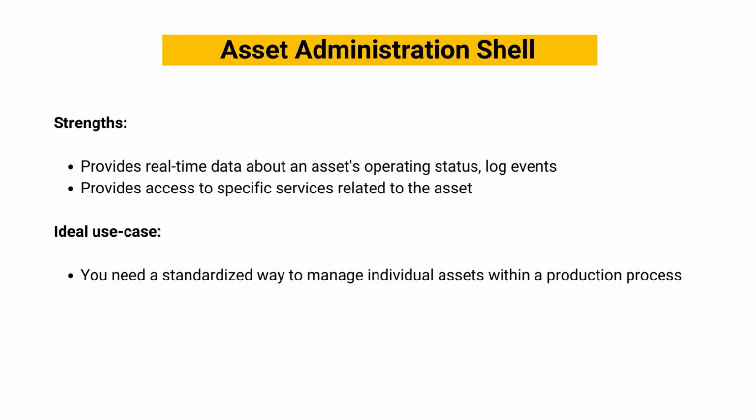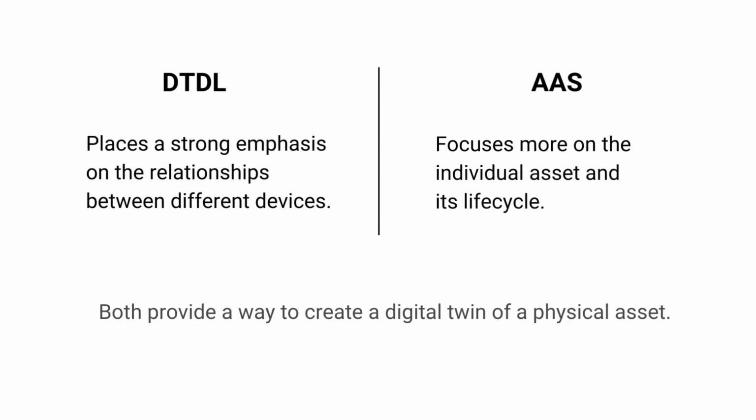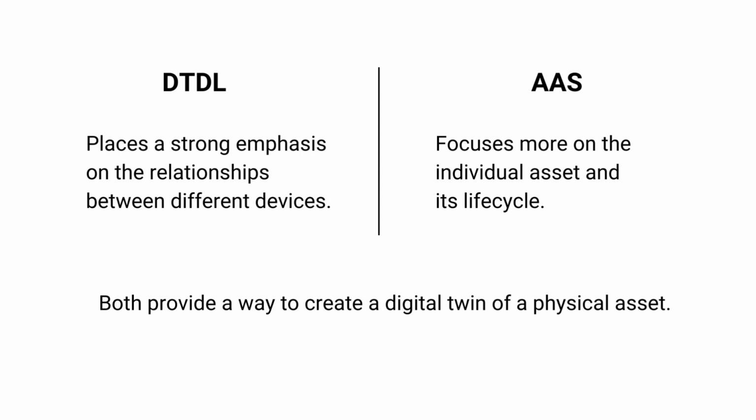While each standard has its strengths and ideal use cases, they also have areas of overlap and they can complement each other in certain scenarios. For example, Digital Twin Definition Language and Asset Administration Shell both provide a way to create a digital twin of a physical asset. However, DTDL places a strong emphasis on the relationships between different devices, while Asset Administration Shell focuses more on the individual asset and its life cycle.